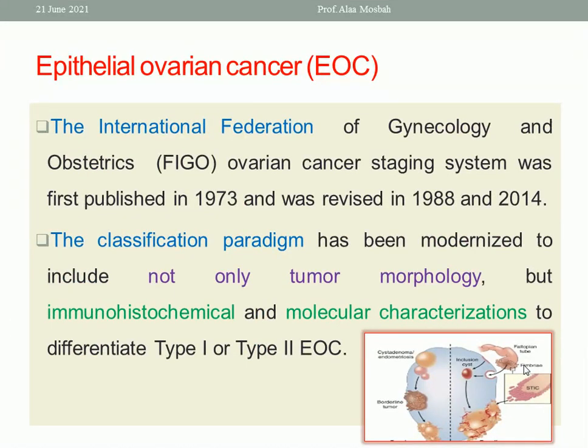The FIGO staging system was first published in 1973 and then revised in 1988 and 2014, and recently the classification paradigm has been modernized to include not only the tumor morphology but also the immunohistochemical and the molecular characterization to differentiate type 1 and type 2 epithelial ovarian cancer.